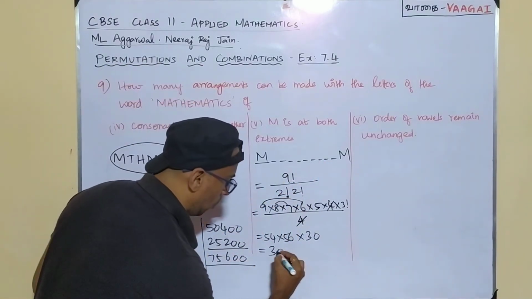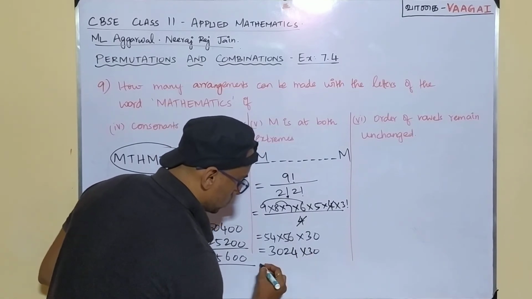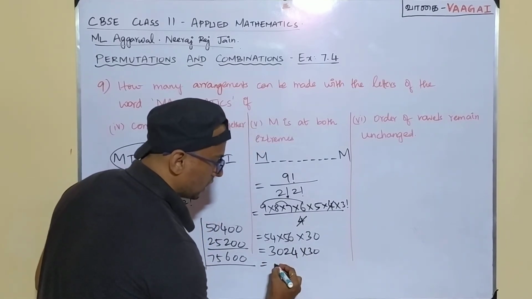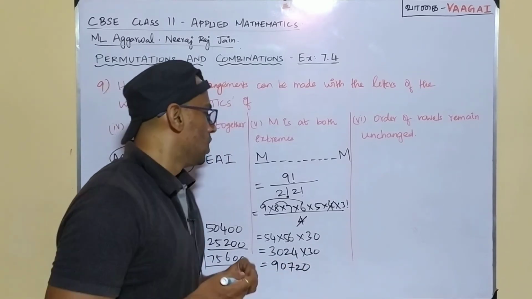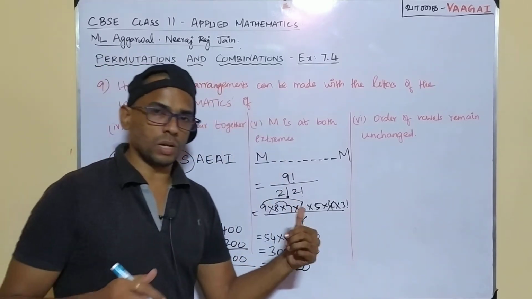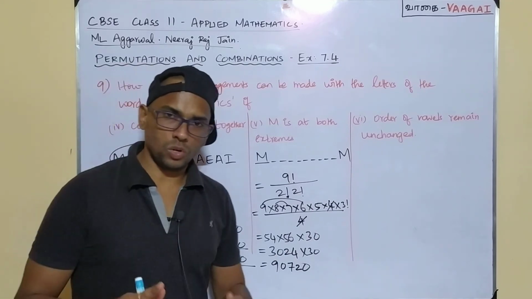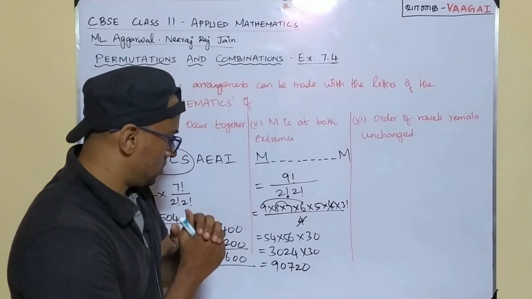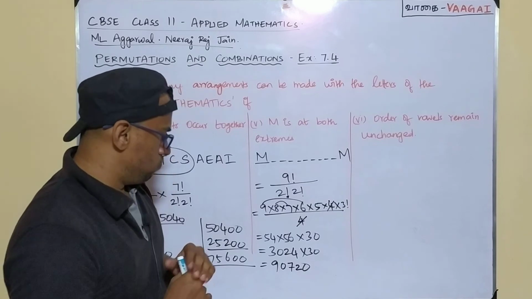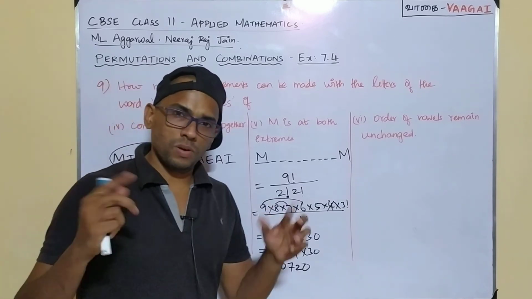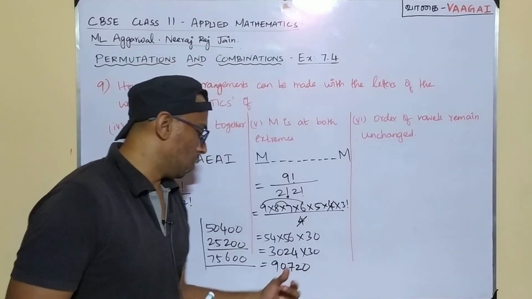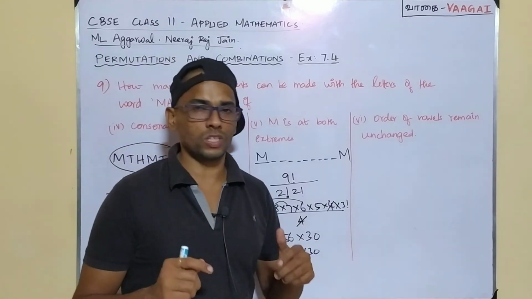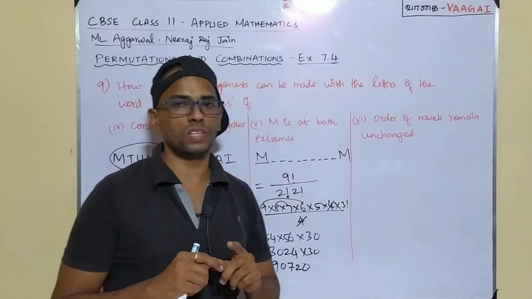which will be 3024. 3024 into 30. So 3024 into 3 will be basically 9072 followed by a 0. That's very simple. We finished it. So the answer for your fifth subdivision is 90720. Very good. Once again we check it because we did it in a hurry. Yes, it's working. So 90,720 is the answer for subdivision number 5.